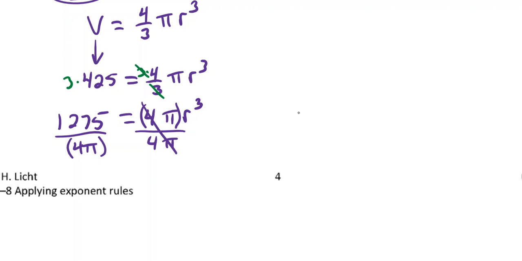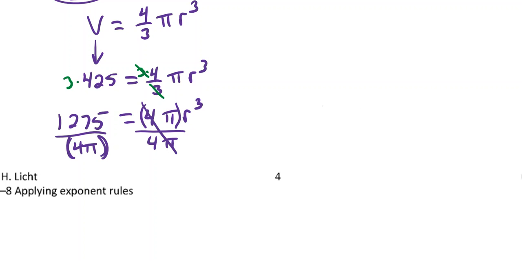Because if you typed in 1,275 divided by 4 times pi, what your calculator thinks you mean is 1,275 divided by 4, times pi. It didn't know that the pi was actually supposed to be down there. So in order to tell my calculator, no, it's supposed to be in the denominator, we put brackets around it so that it's dividing by all of that. So just make sure that you don't make that common mistake. Okay, so what is that?